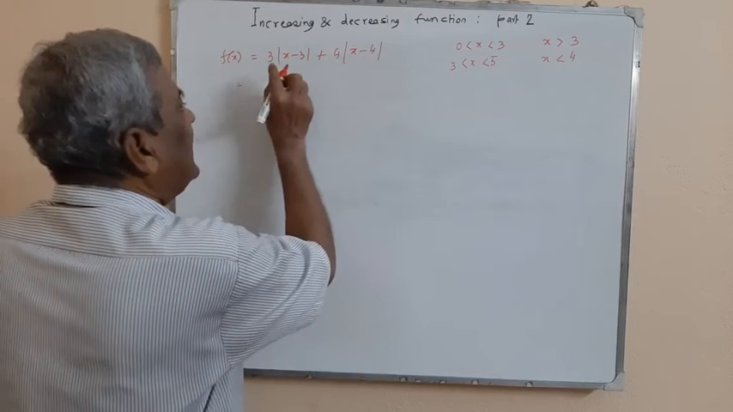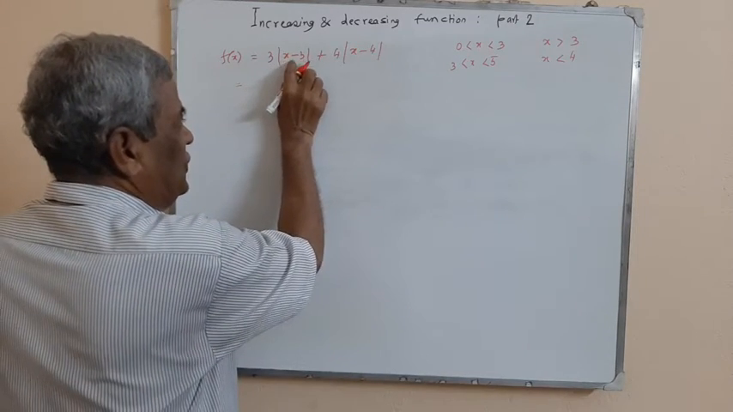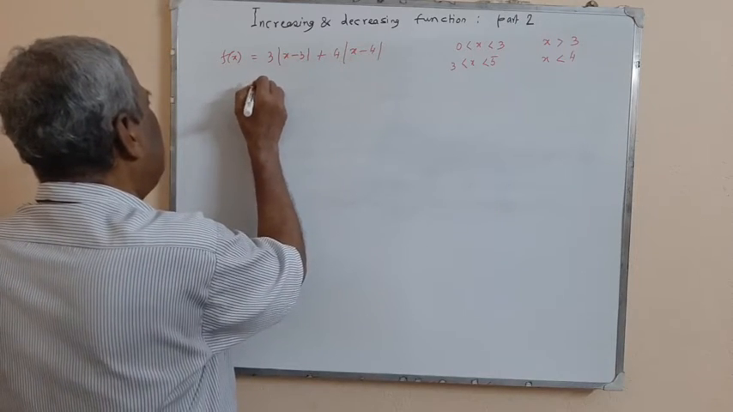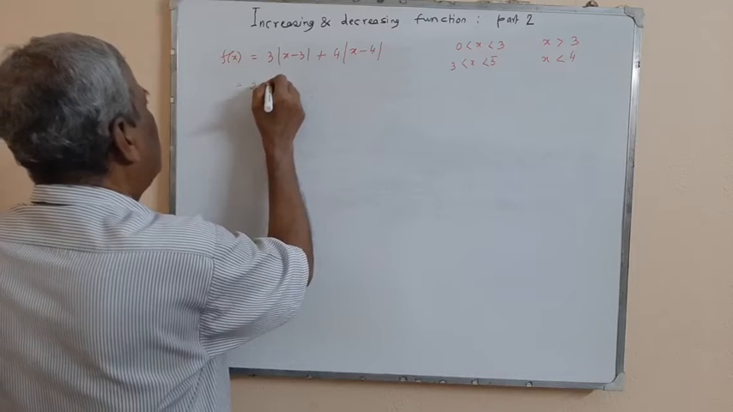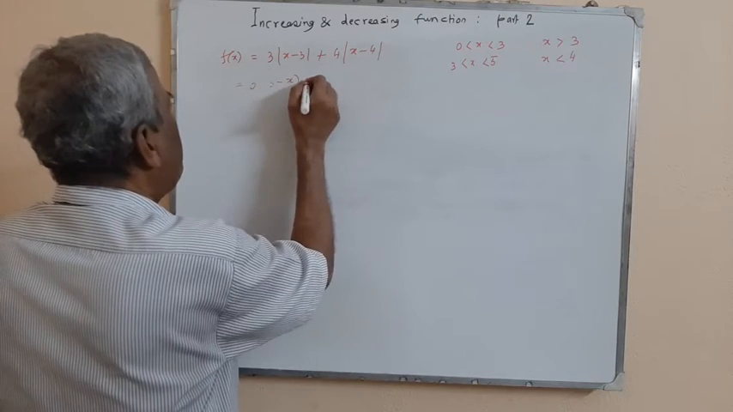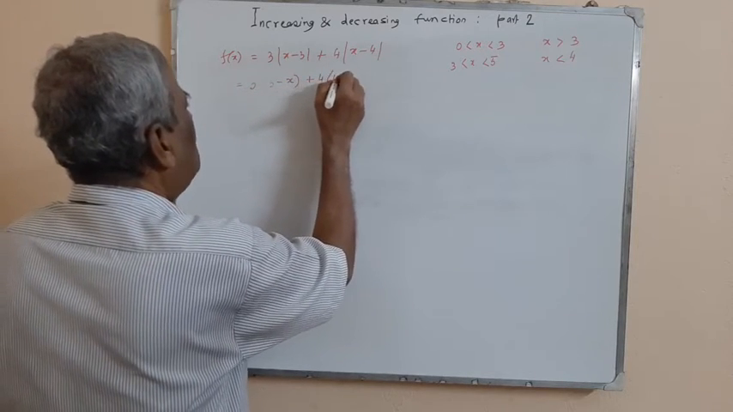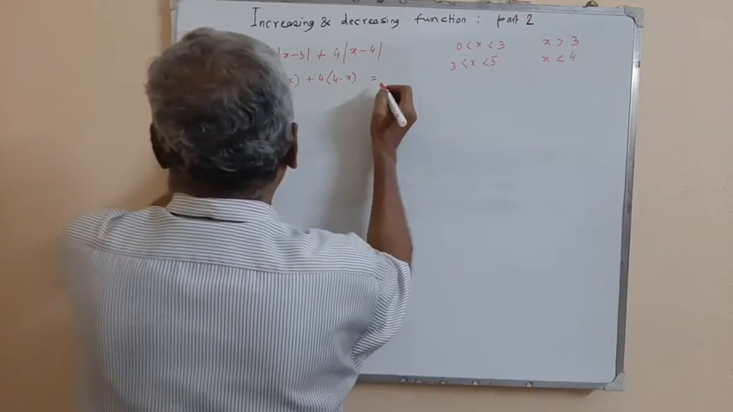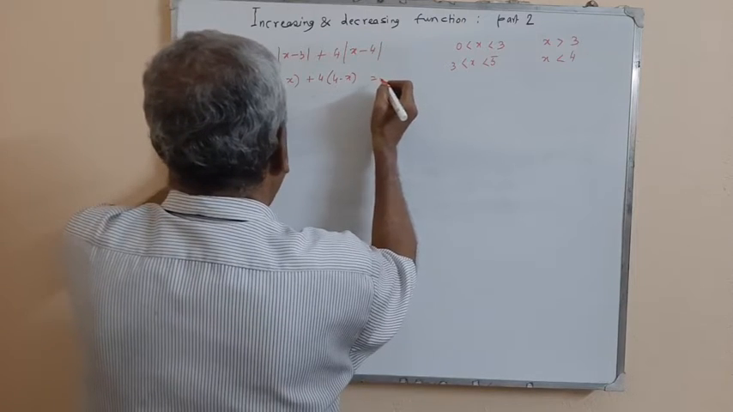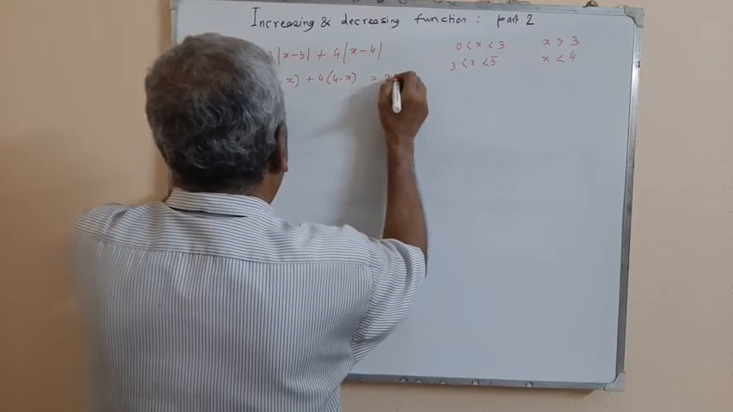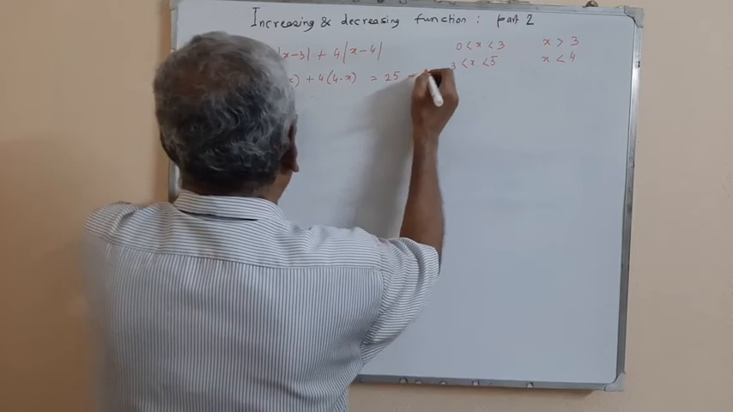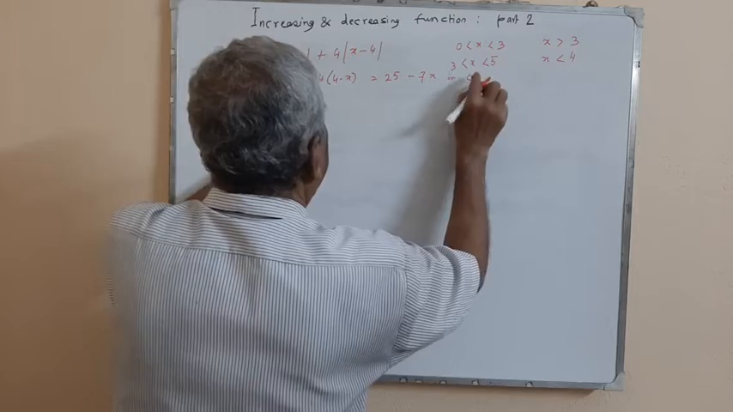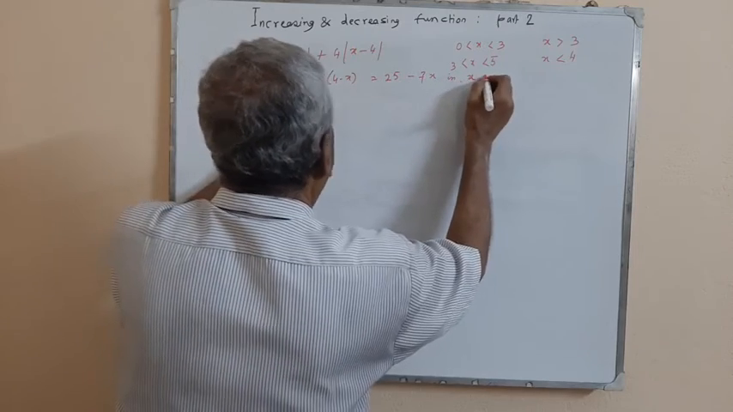When x is less than 3, this is negative, this is also negative. So in that case, the function is 3 into 3 minus x plus 4 into 4 minus x. That is equal to 9 plus 16, 25 minus 7x, for x less than 3.